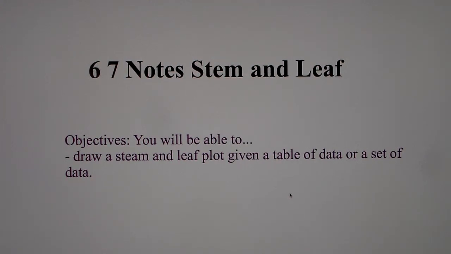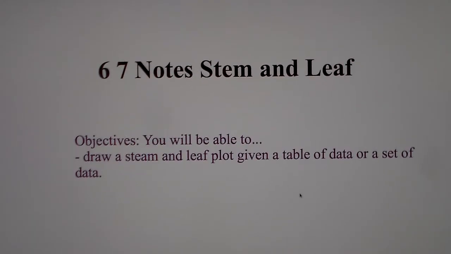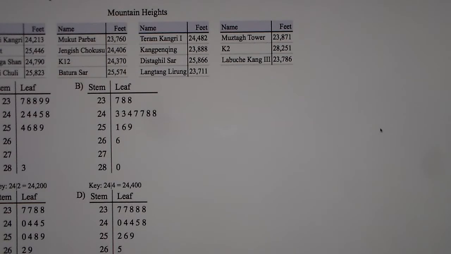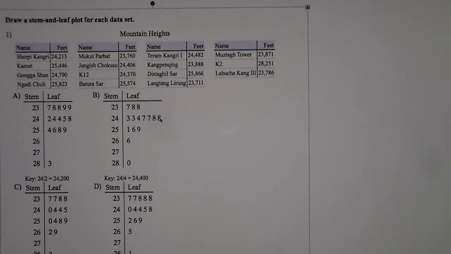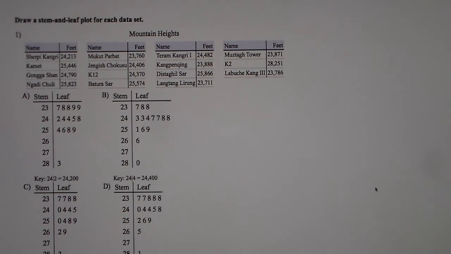Alright, ladies and gentlemen, this is 6-7 Notes, Stem and Leaf. Your objective is you'll be able to draw a stem and leaf plot given a table of data or a set of data. So if we got something like this, a whole bunch of data of mountain heights of all various mountains, our goal is to determine or draw a stem and leaf plot for each data set.